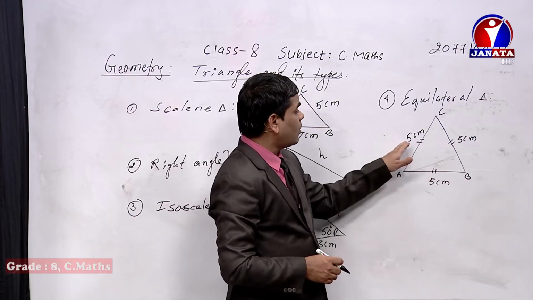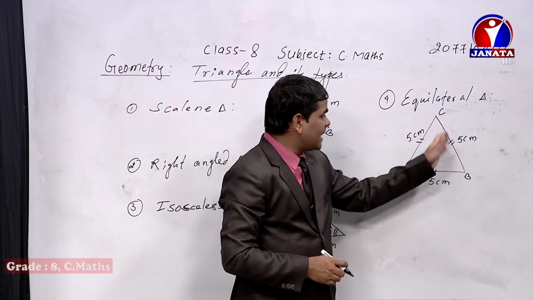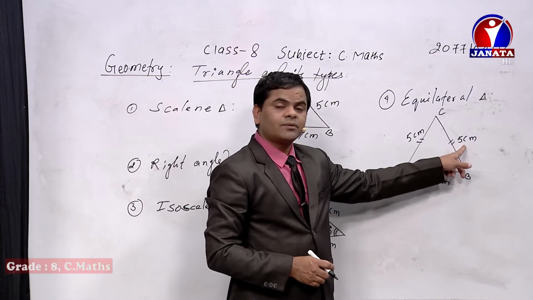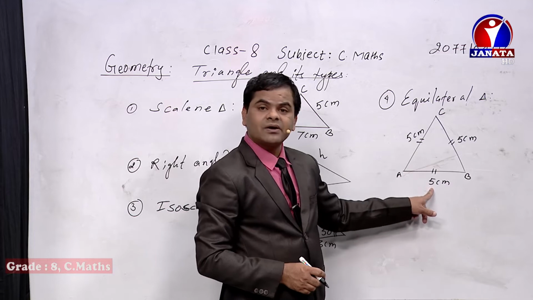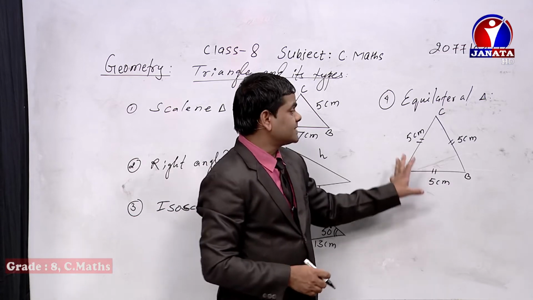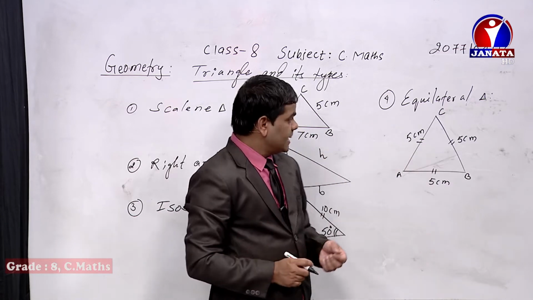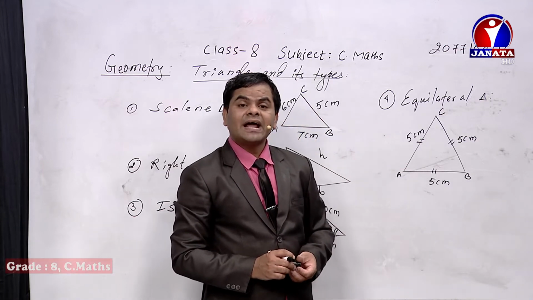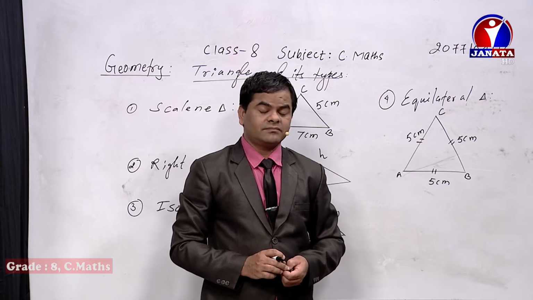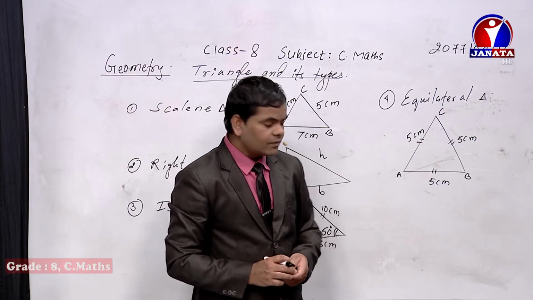It doesn't mean that all the triangles have the length as 5 centimeter. Maybe if the length of this one is 15 centimeter, then this one also becomes 15, and similarly this one also becomes 15. At that time, that type of triangle is known as an equilateral triangle. Not only the sides are equal, dear students, the angles of the equilateral triangle are also equal to each other.